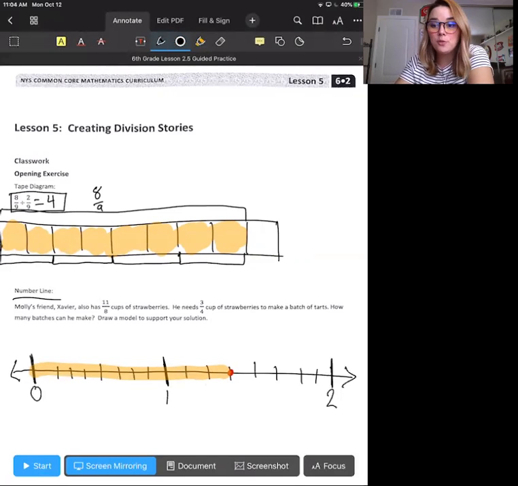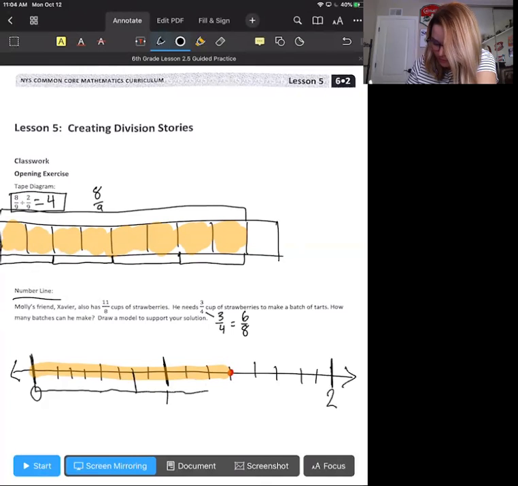Then it says that he needs 3/4 cups of strawberries. So we need to divide into groups of 3/4. Well, it might be a little bit tough to divide into groups of 3/4 since we're working with eighths, but we know that 3/4 is equal to 6/8, right? Those are equivalent fractions. So we're going to divide into groups of 6/8. So we have 1, 2, 3, 4, 5, 6, and then 1, 2, 3, 4, 5, 6. So this is 6/8 and this is 6/8.